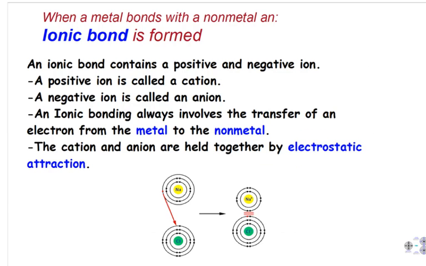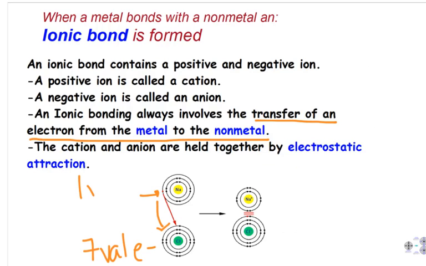Next type is ionic bonds. Remember, this is when it's a metal and a nonmetal, or a cation and an anion. Remember, again, positive ions are cations, negative ions are anions. This involves the transfer of an electron from the metal to the nonmetal. All right, so this little picture down here, we have a sodium atom, and it has one electron right there. It gives that electron to chlorine because chlorine has 7 valence electrons. Sodium had 1 valence electron.